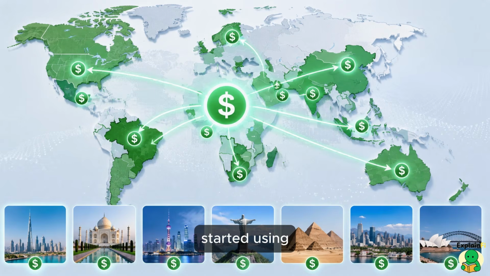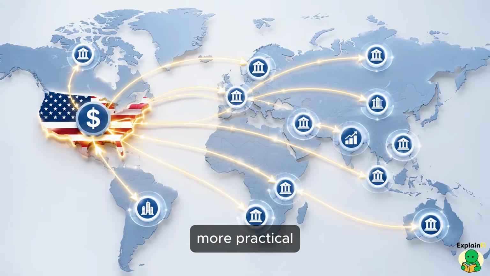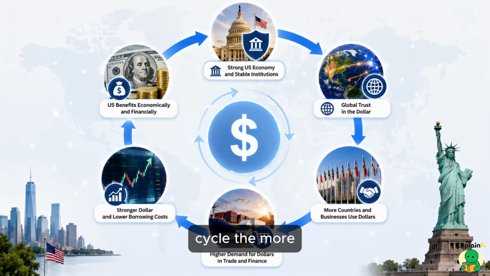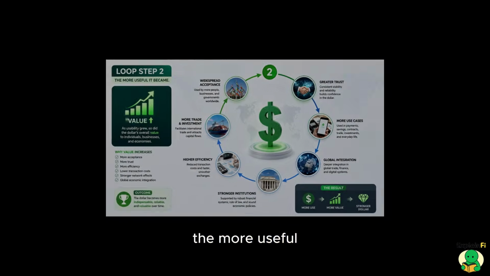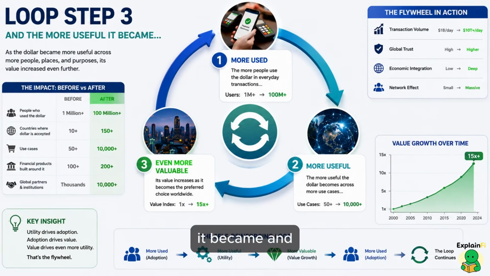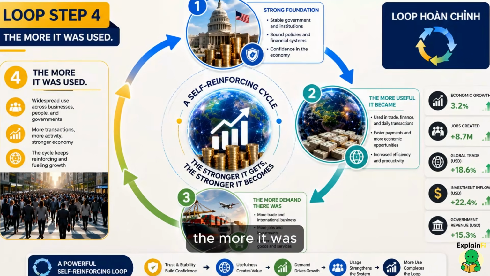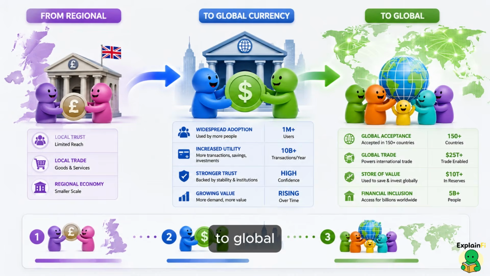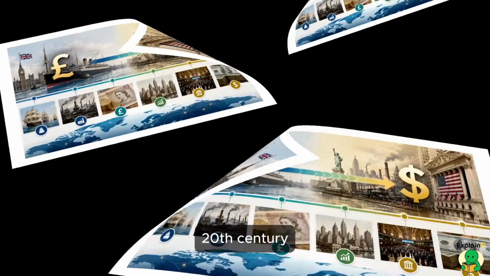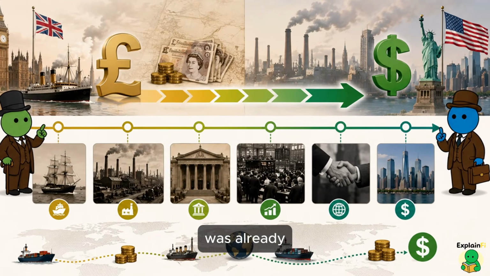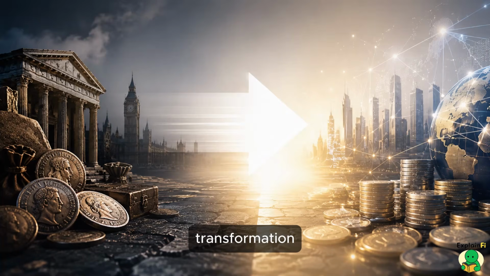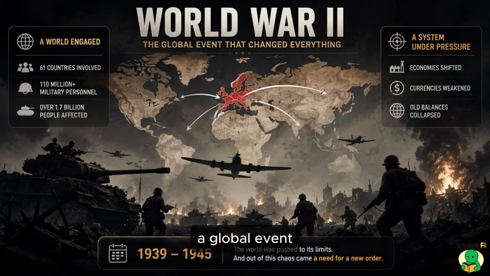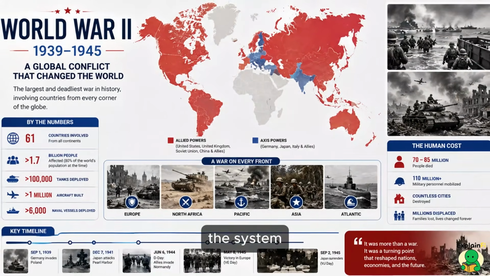As more countries started using the dollar, it became more practical for others to use it too. This created a reinforcing cycle. The more the dollar was used, the more useful it became. And the more useful it became, the more it was used. This is how a currency transitions from regional to global. By the early 20th century, the shift from the pound to the dollar was already underway. But the biggest transformation was still ahead, because it would take a global event to fully reshape the system.